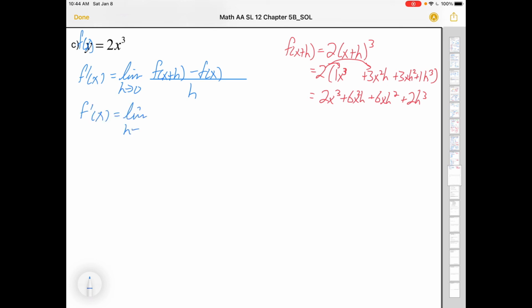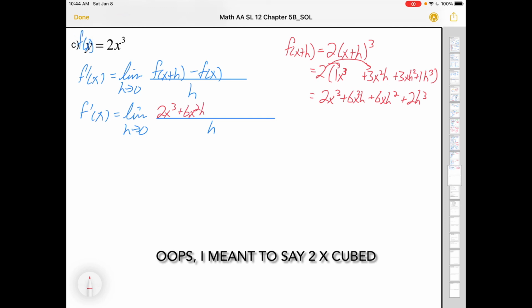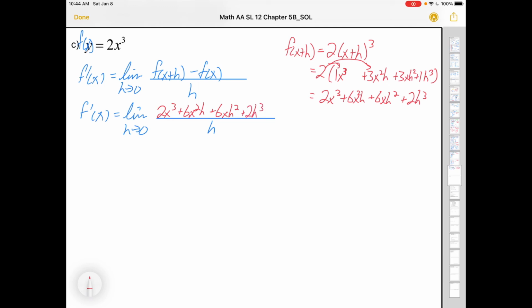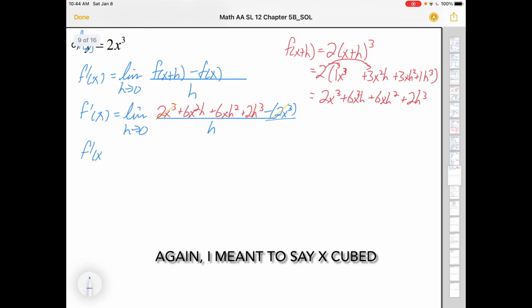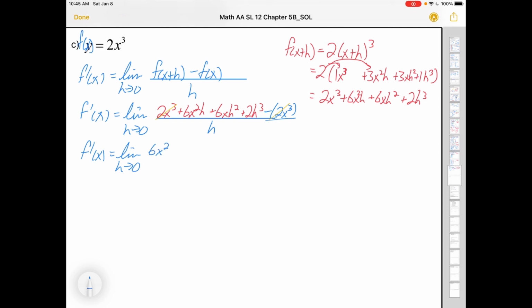So lim as h goes to 0 of f of x plus h, that's the stuff I found in red. So that's 2x cubed plus 6x squared h plus 6xh squared plus 2h cubed minus f of x. I don't really need the brackets here, but I'm going to put them in just to be careful. And you can see that the x cubeds are going to subtract out. What does that leave us with? Still a bit of a mess. Not too bad. And we get 6x squared h plus 6xh squared plus 2h cubed all over h.